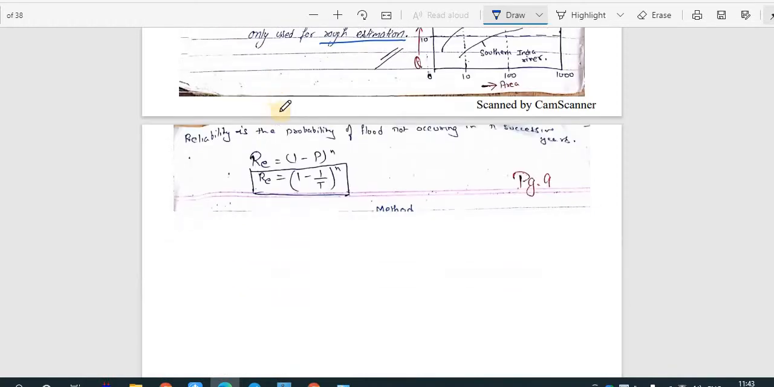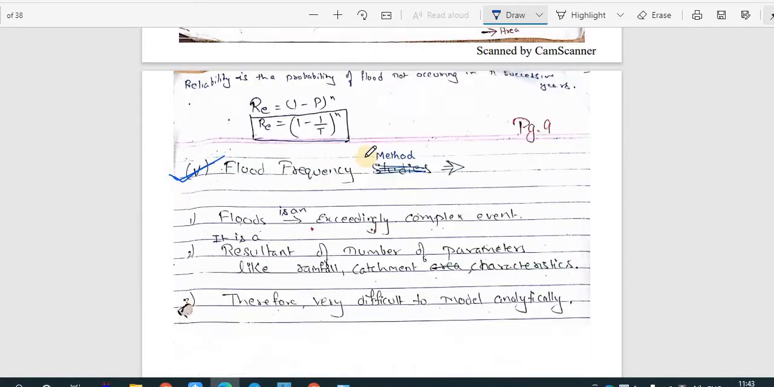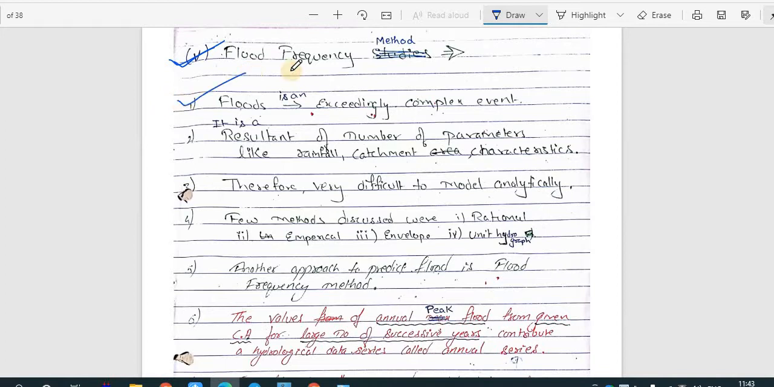Okay, after that, the next method is the flood frequency method. This flood frequency method is very important because most of the time the numericals in your university exams are related to the flood frequency method. Okay, so flood is an exceedingly complex event. As I've told you, flood is the resultant of a number of parameters like rainfall. It happens because of the excess of rainfall and the catchment characteristics. Therefore it is very difficult to model analytically.